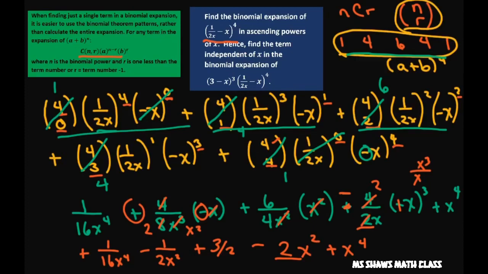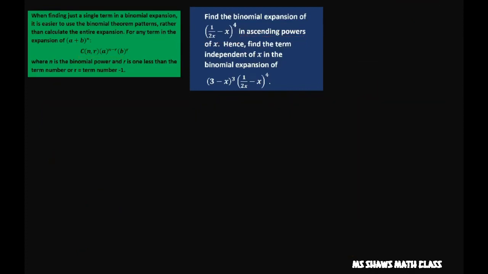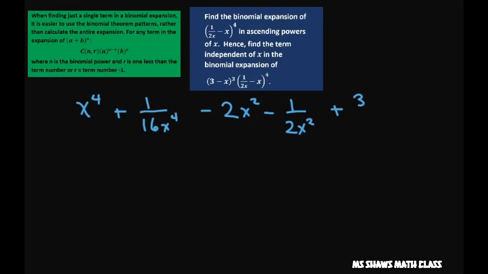Now we're going to write it in ascending powers of x. So we're going to put our 4's together, our 2's together, and such. So we write that out. We're going to get x to the fourth plus 1 over 16 x to the fourth. So those are 4 and 4. Now let's do our squares. We have 2x squared minus 1 over 2x squared. So there's our squares. And then our constant term is 3/2. Remember, that would be like x to the 0. But x to the 0 equals 1, so we don't need to write that.